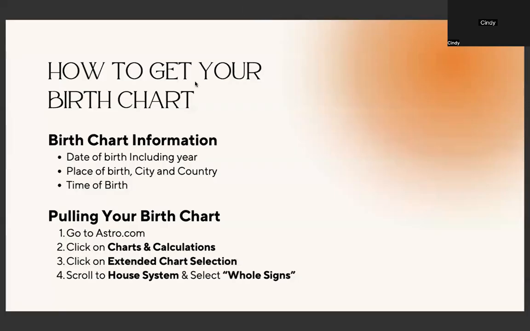So, how to get your birth chart. You need the date of birth, including the year, which is really important, the place of birth, and the time of birth. The time of birth is the most important out of all of these. I mean, they're all important, but the time of birth is what tells you what area of your life is going to be affected. If you have an unknown time of birth, it won't show you the house systems or how it affects your life, so it's a little bit harder in that way.